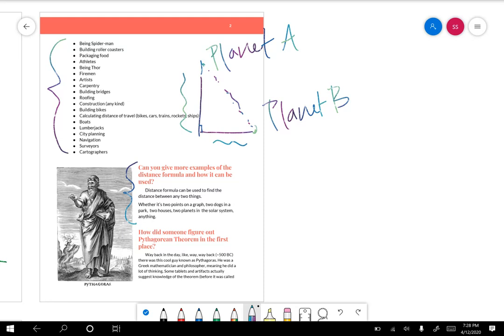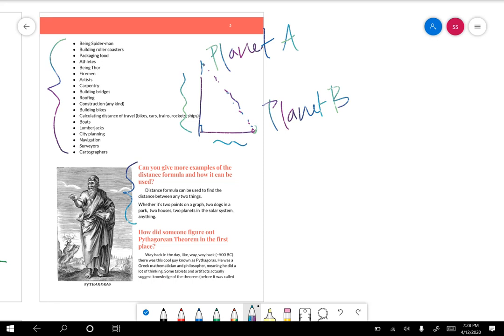Again, it can be any two things. It could be 2 points on a graph, 2 dogs in a park, 2 houses. Maybe you're trying to find out which house is going to be closer to a special someone's house. I don't know. Awkward. Okay, next question.